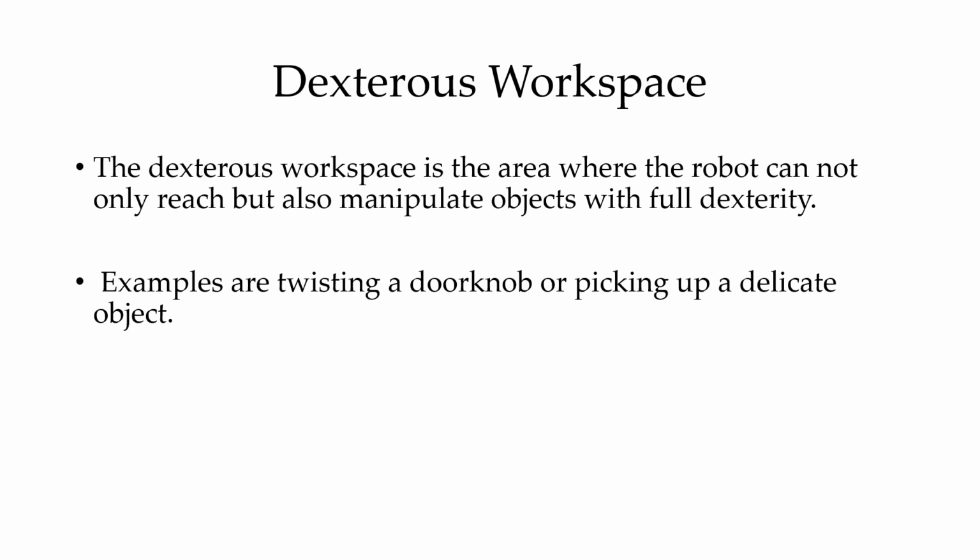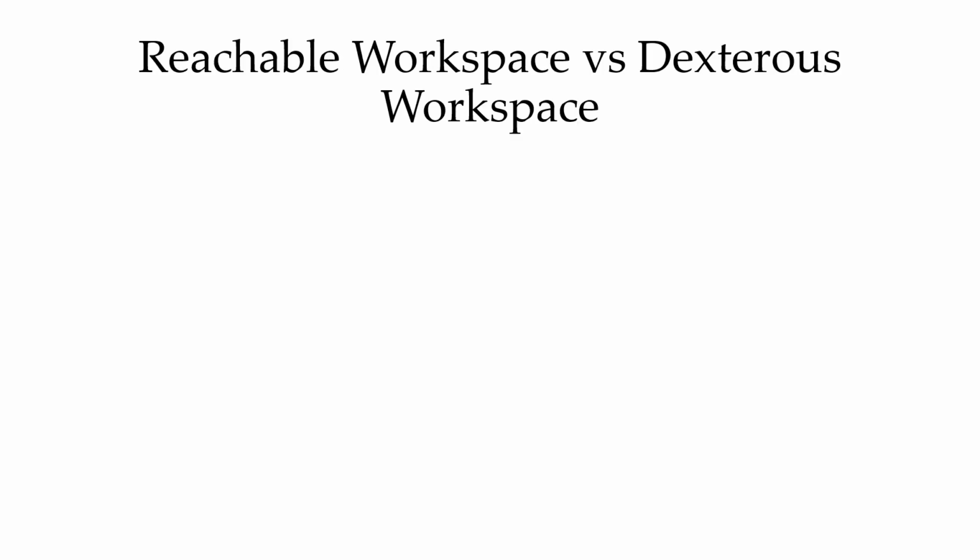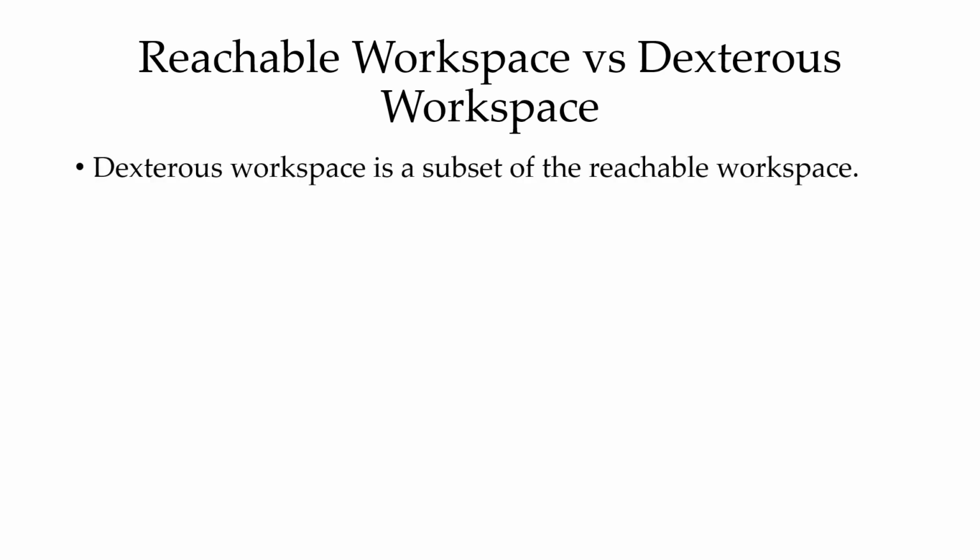But just imagine if it is only barely reaching that doorknob without being able to do anything else. Then that doorknob will be within the reachable workspace, but it won't be within the dexterous workspace. That is what it means. So let's compare the reachable workspace and dexterous workspace. The dexterous workspace is basically a subset of the reachable workspace.